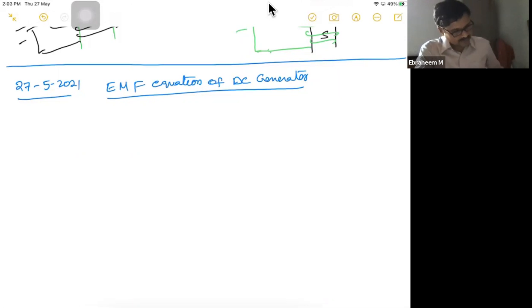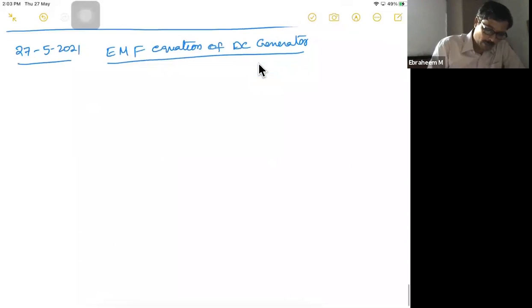Now, in the previous class, that is yesterday's class, we have seen the working principle of a generator. What was the principle which we discussed? That is Faraday's laws. We have seen that Faraday's laws are the actual laws behind the working of a DC motor as well as a generator.